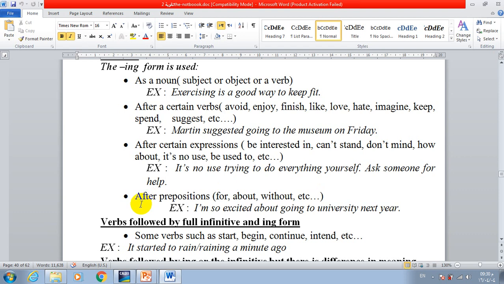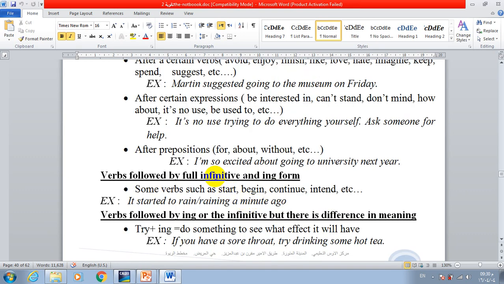We use ing also after prepositions like for, about, without, etc. Like the example, I am so excited about going to university next year. Here we put the verb plus ing, going, after the preposition about.